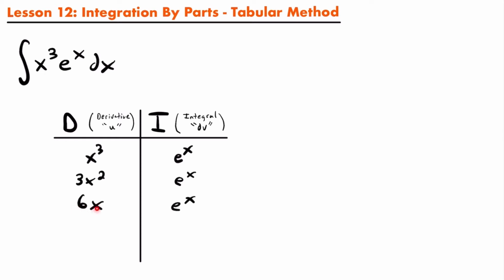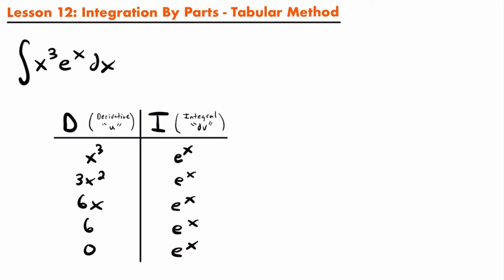The derivative of 6x is just 6, because the derivative of x to the first power is just equal to its coefficient. And then the integral of e to the power of x, once again, is just e to the power of x. Now we'll do this one more time. We're going to take the derivative of 6, which is just a constant, so the derivative will be 0. And then, of course, the integral of e to the power of x is still e to the power of x. Now we're going to stop there because we hit 0 in our derivative column. If you reach a value of 0 in either one of your columns, that is going to indicate that you can stop taking the derivative and stop integrating after that row of your table.